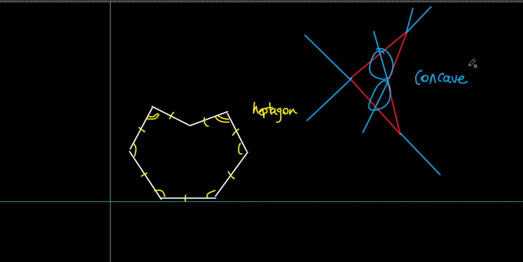So convex, if I extend the sides and it doesn't go inside. So basically, if your sides don't slant towards the inside of the polygon, then it's convex. If it does slant inside the polygon, then it's concave. You got it? So let's get rid of that.